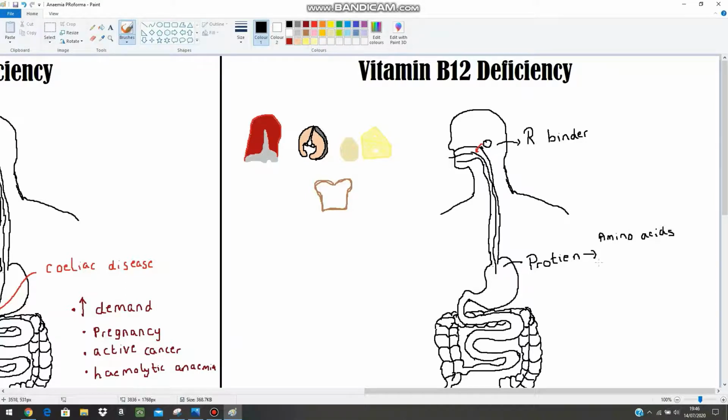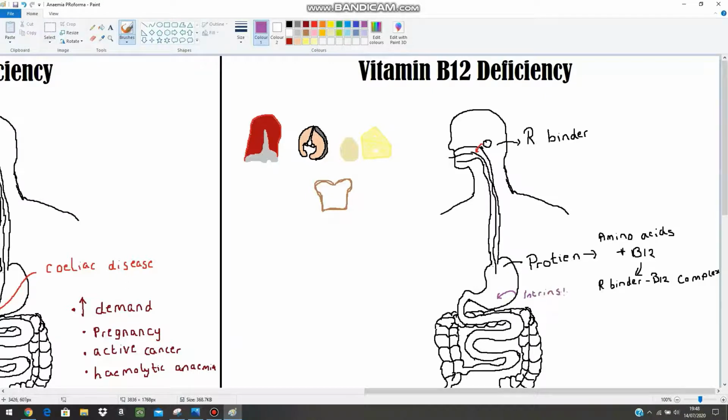And when the protein makes its way to our stomach, the protein is broken down into amino acids by an enzyme known as pepsin, and this releases the B12. So finally, the B12 can bind to the R binder protein, making a B12 R binder protein complex. But that's not the end of the story, because later on we need another protein, and this is made in the stomach by the parietal cells. And we call this protein intrinsic factor.